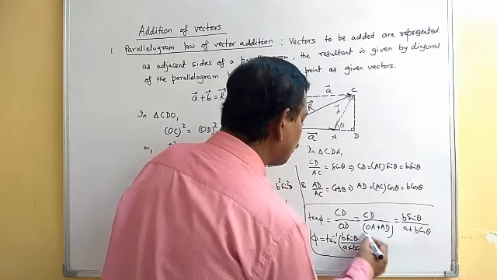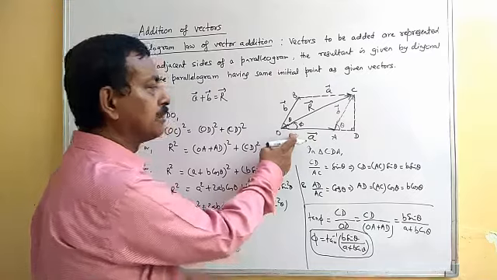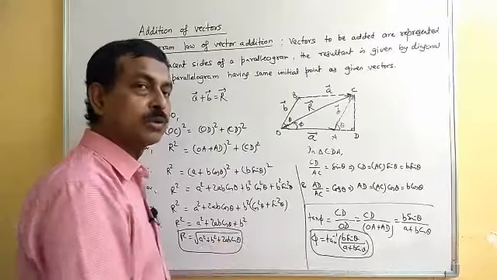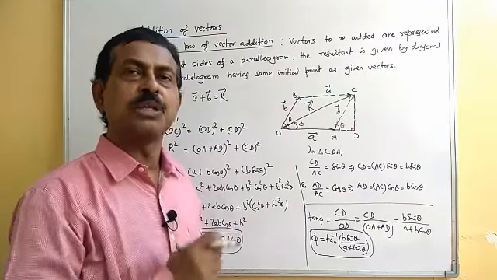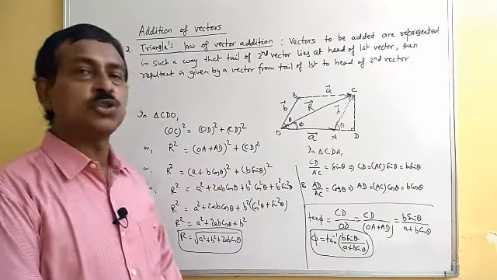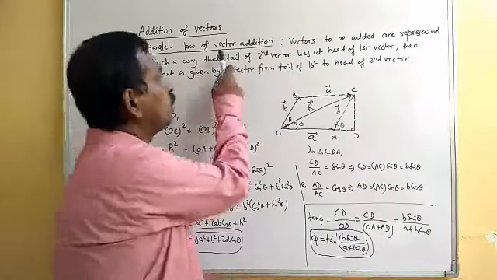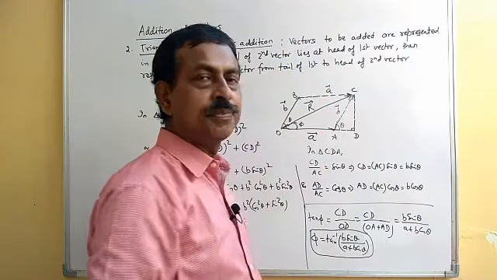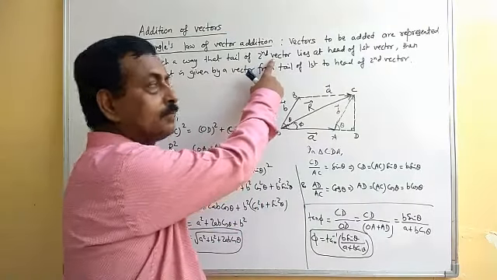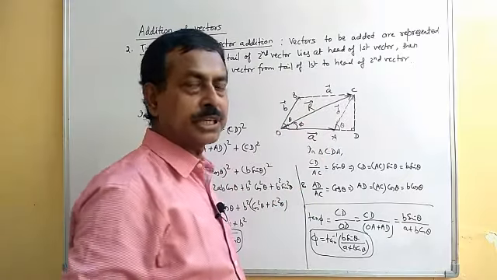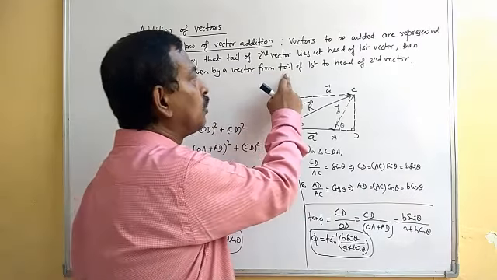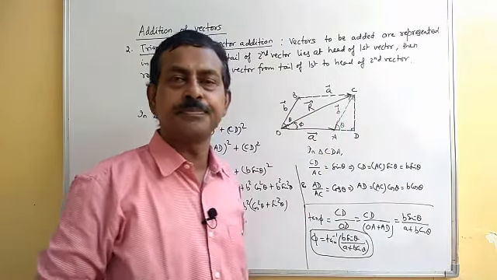So this is the expression for the angle made by the resultant with the vector A, whereas this R, which is the square root of A square plus B square plus 2AB cos theta, gives the magnitude of the resultant. After the parallelogram law of vector addition, the second one is the triangle law of vector addition. In the triangle law, the vectors to be added are represented in such a way that the tail of the second vector lies at the head of the first vector. Then the resultant is given by a vector from the tail of the first to the head of the second vector.